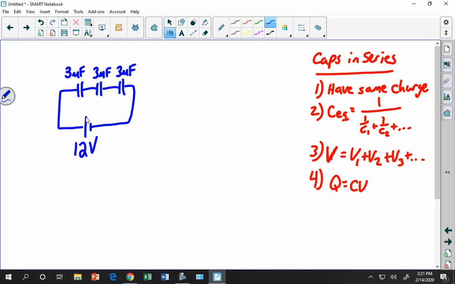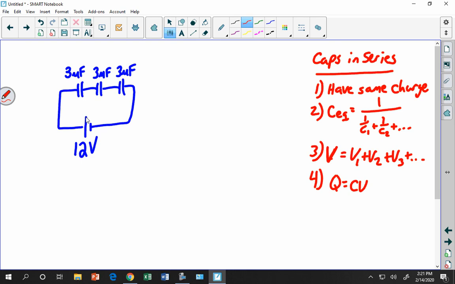They have the same charge. This is the equivalent. The total voltage equals the sum of the voltages, and Q equals CV. Can you think about what is the voltage on the leftmost capacitor? Or can you give me maybe a guess for what that voltage is? How do the capacitors compare to one another? They're all the same, right. And I also know that capacitors in series all have the same charge. So all these capacitors have the same charge and the same capacitance. So what can I say about the voltage?